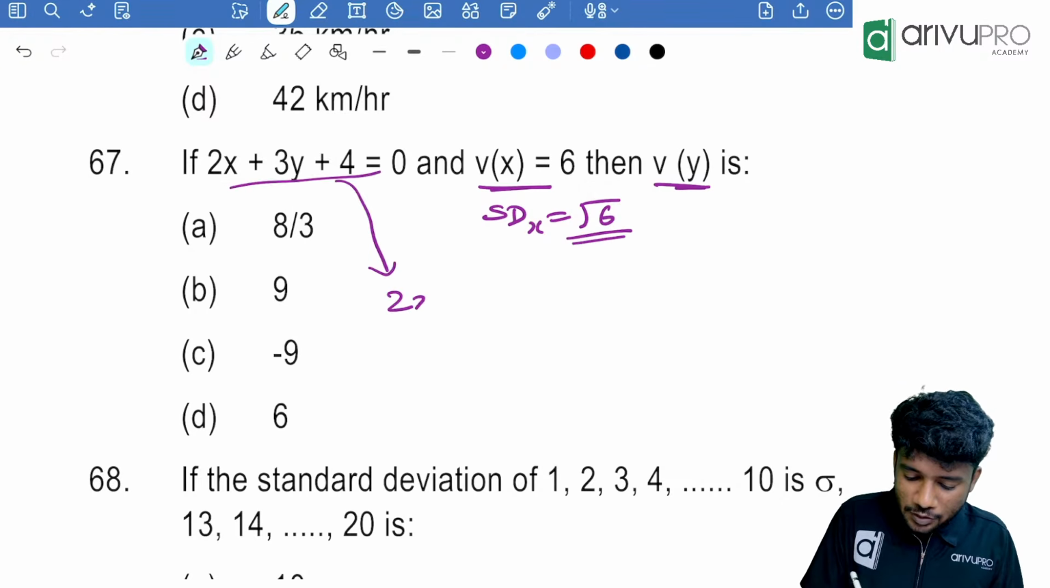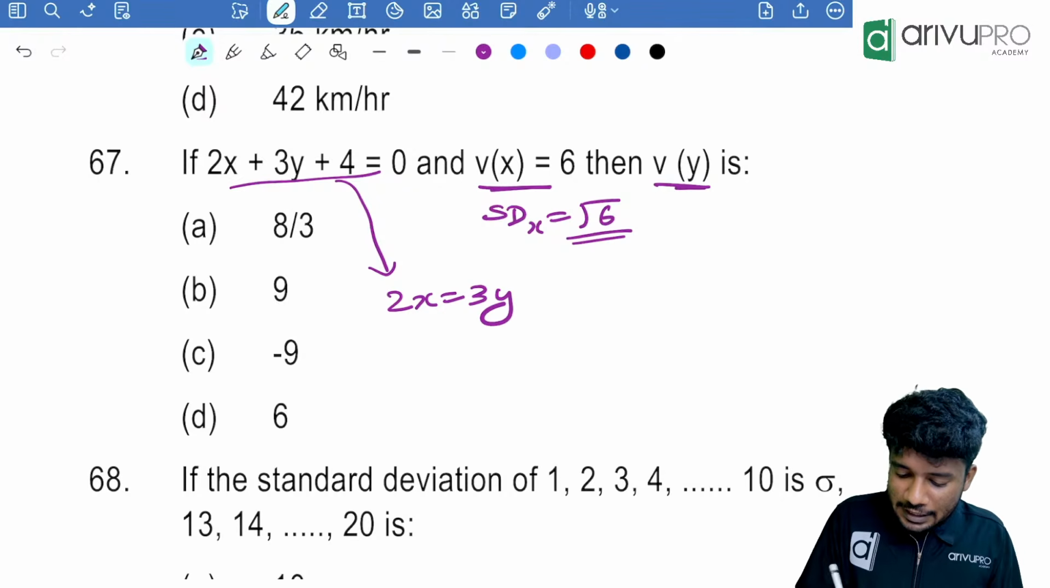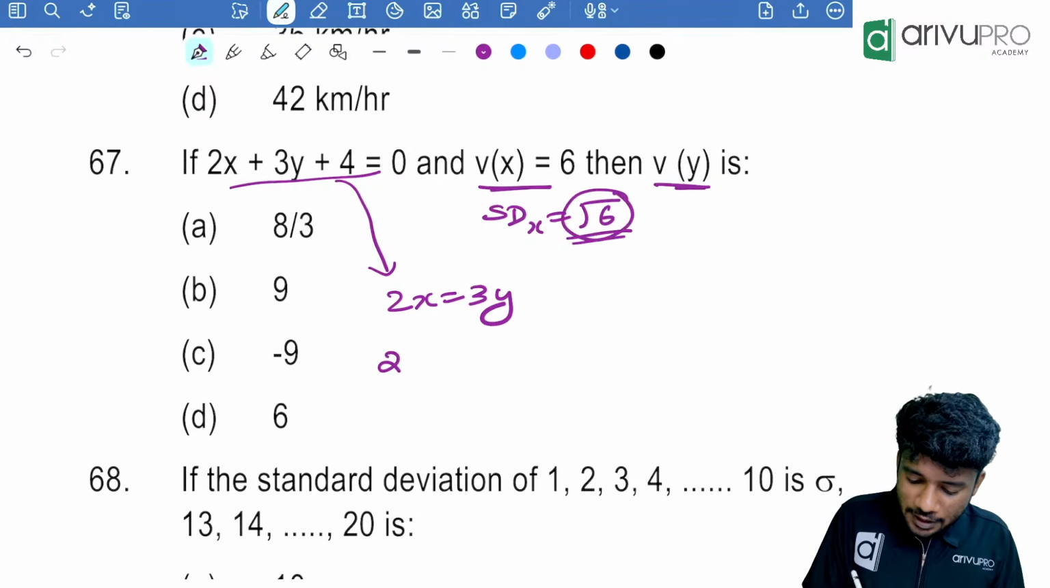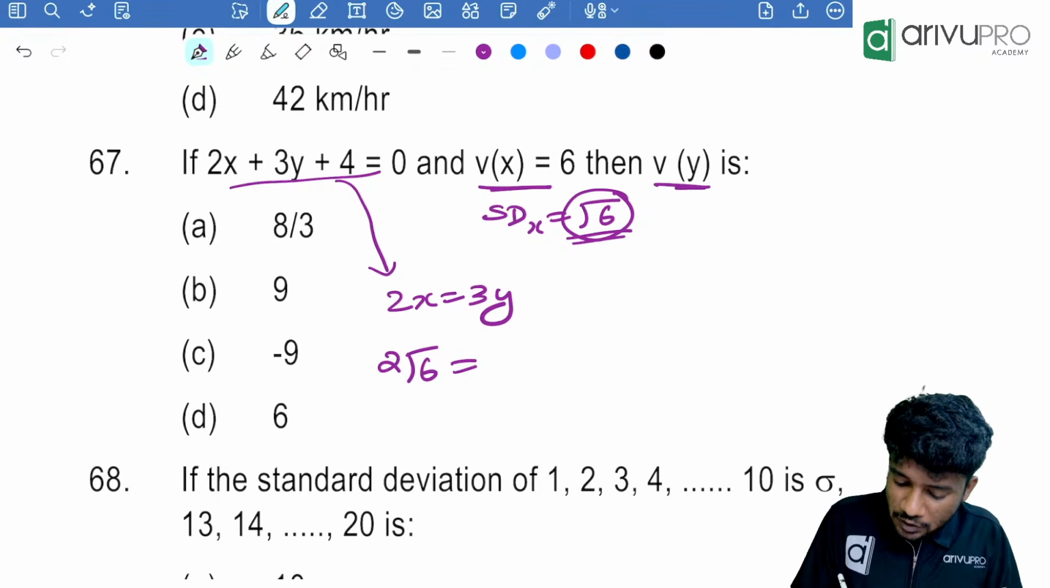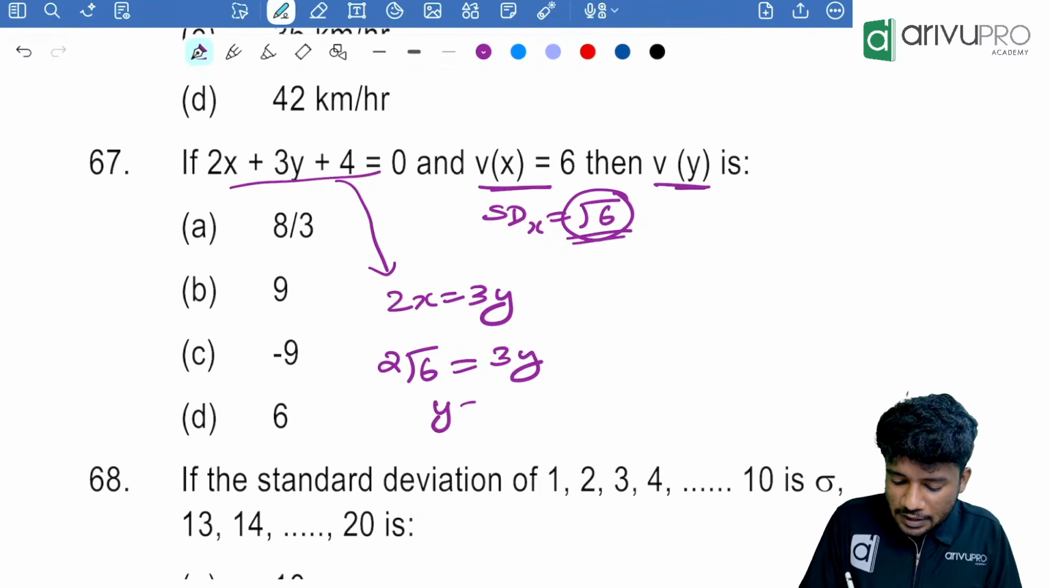You will write it as 2x is equal to 3y. Then instead of x, you will put root x. That means 2 into root 6 is equal to 3y. From that, y is equal to 2 root 6 divided by 3.